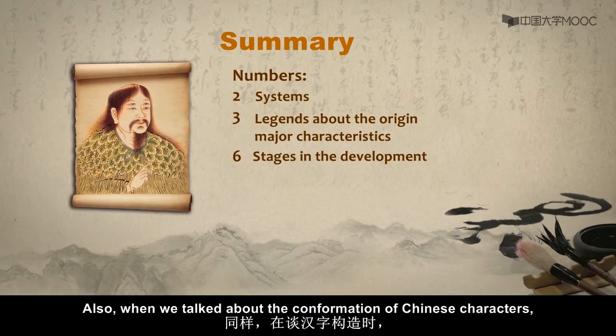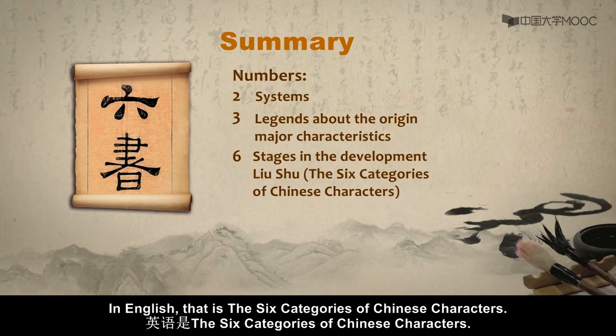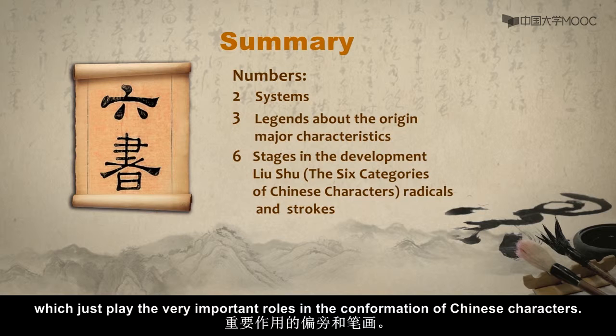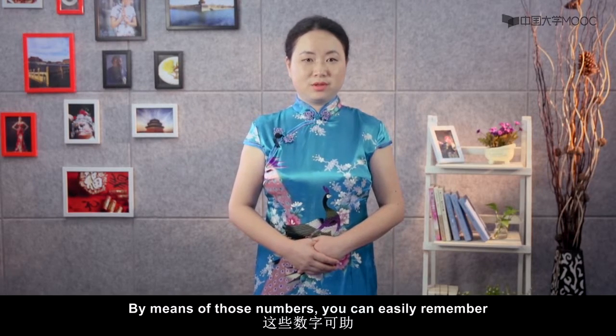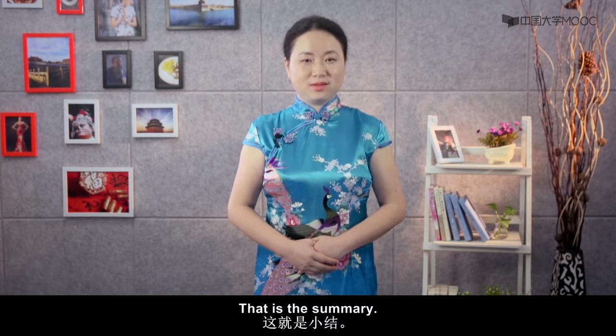Also, when we talked about the conformation of Chinese characters, we just mentioned 6书. In English, that is the 6 categories of Chinese characters. Plus, we mentioned radicals and strokes, which just play very important roles in the conformation of Chinese characters. By means of those numbers, you can easily remember what you have learned. Are you clear? That is the summary.